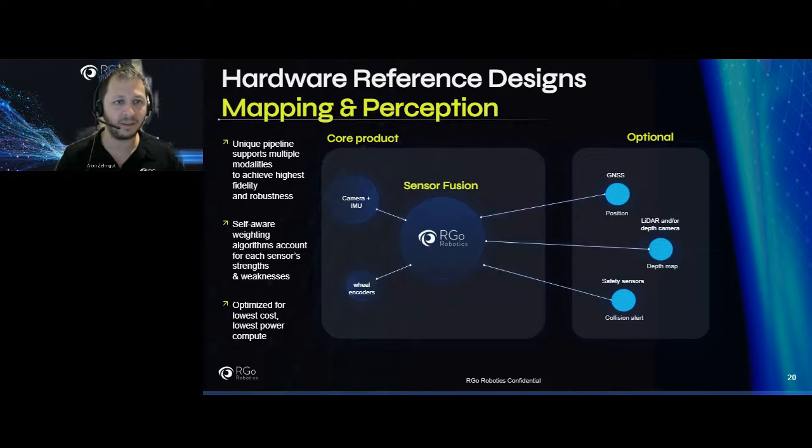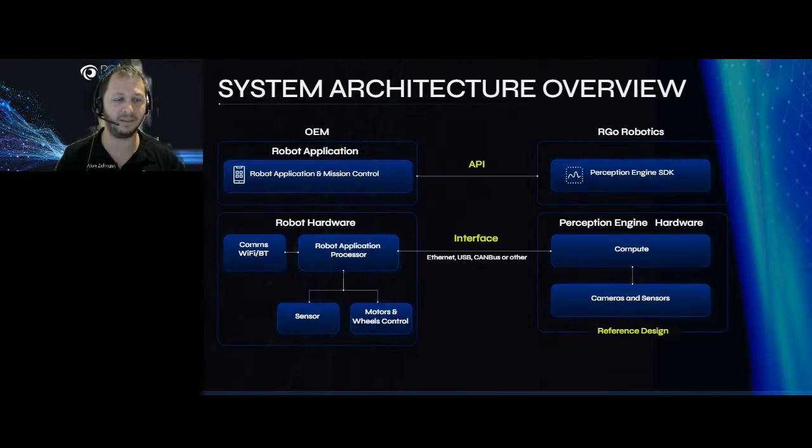If you're looking at the architecture, on the left, this is the OEM robot application. You can see the application layer, and this is speaking directly with the API of the Perception Engine. And if you look at the hardware layer, this is going to be the camera and sensors connected to the compute, and they are basically going to listen to the robot application processor that grabs the wheel encoder and sends it to the Perception Engine. Quite a basic architecture.